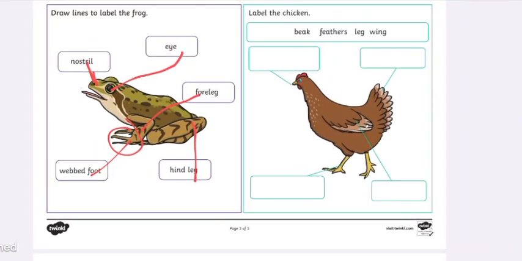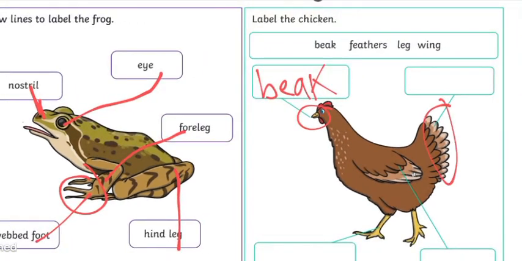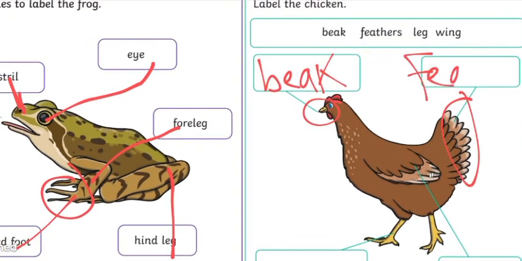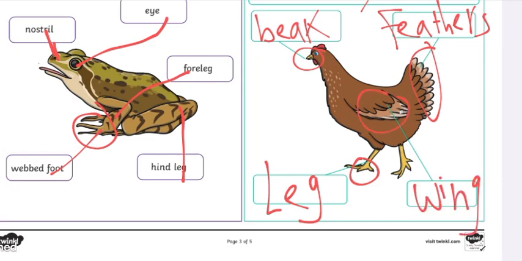For the chicken or the hen, we have beak, feathers, leg, and wing. So this part is called what? Beak, right. Okay. Now, in the back of her, we can find this is leg or feathers? Feathers. And when we choose one, you can make a slash. What about this one? Wing or leg? Leg. And this one? Wing. Yes, that's right. Turn the page.